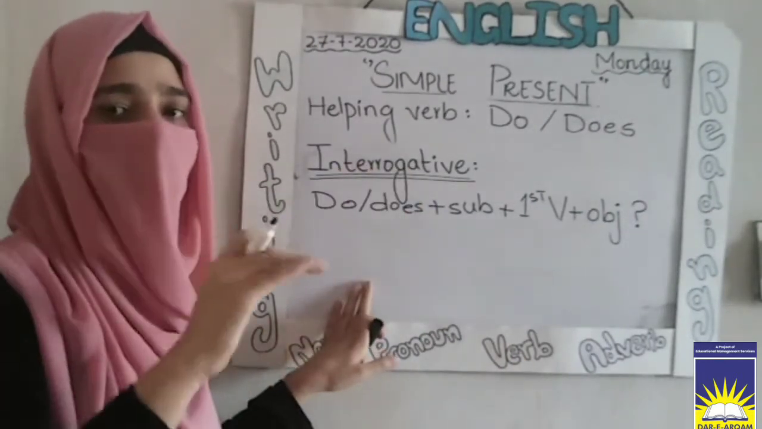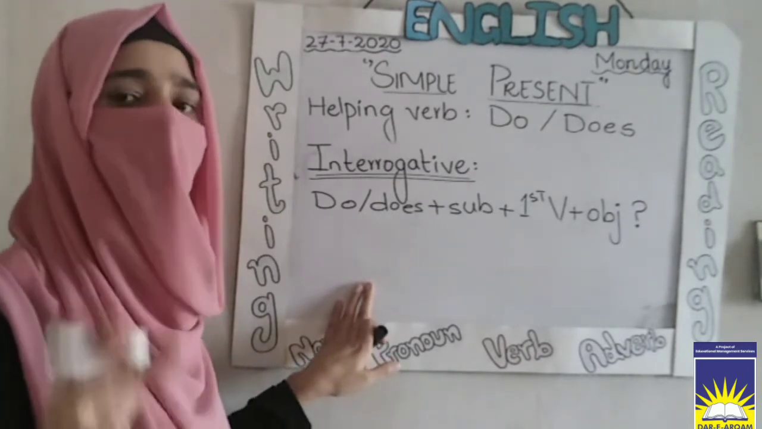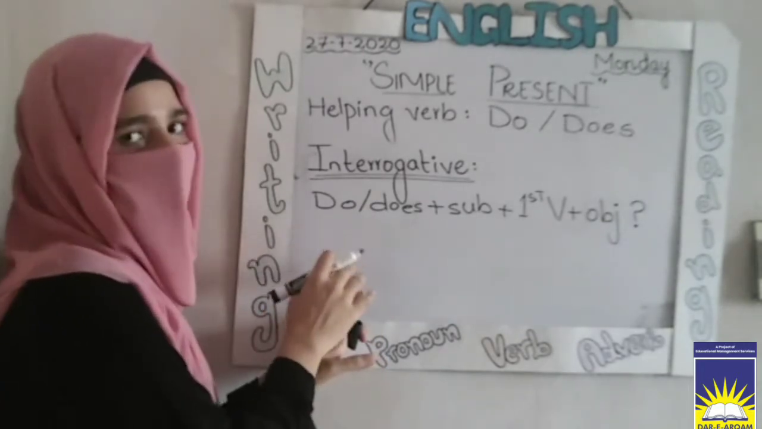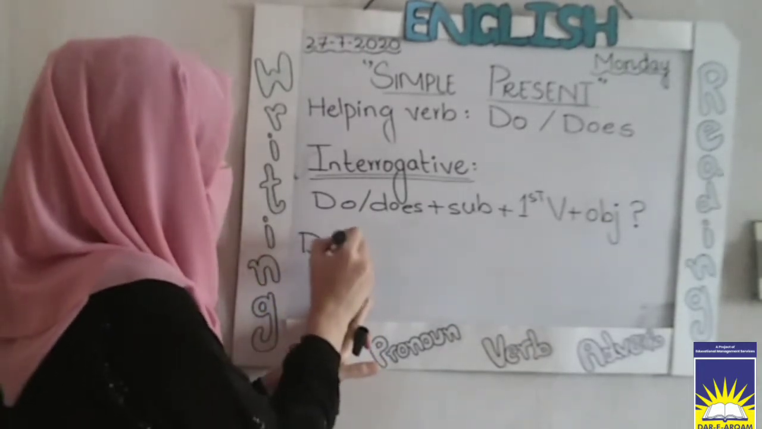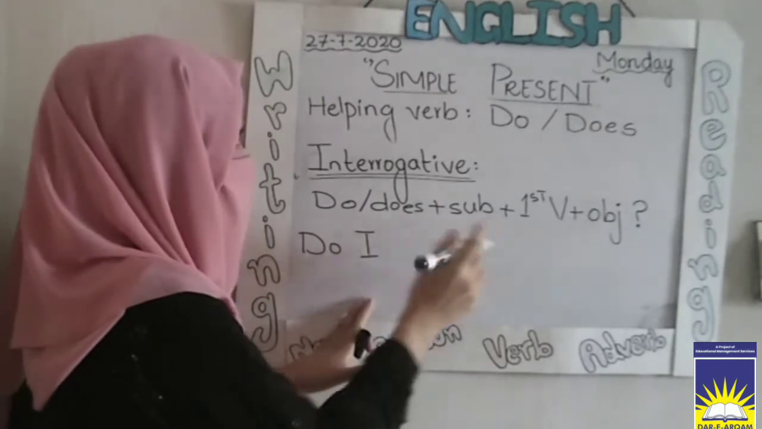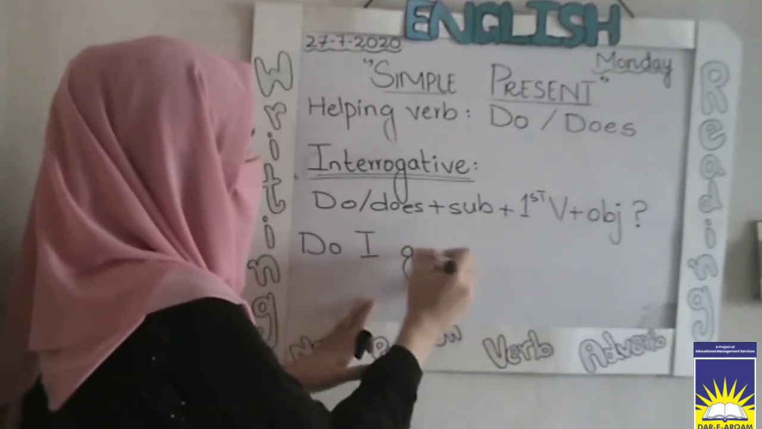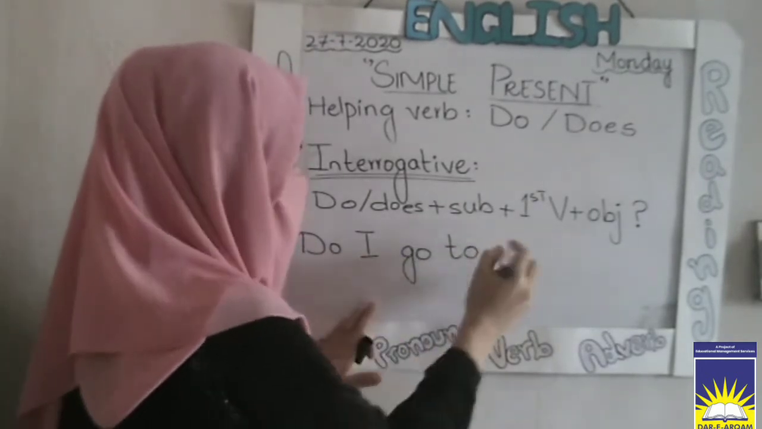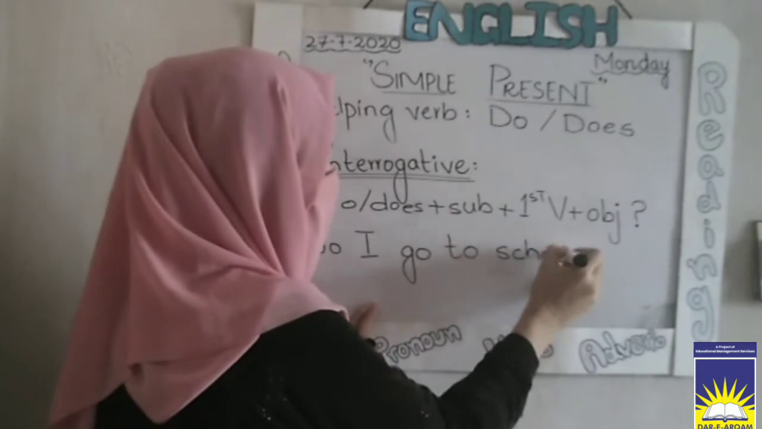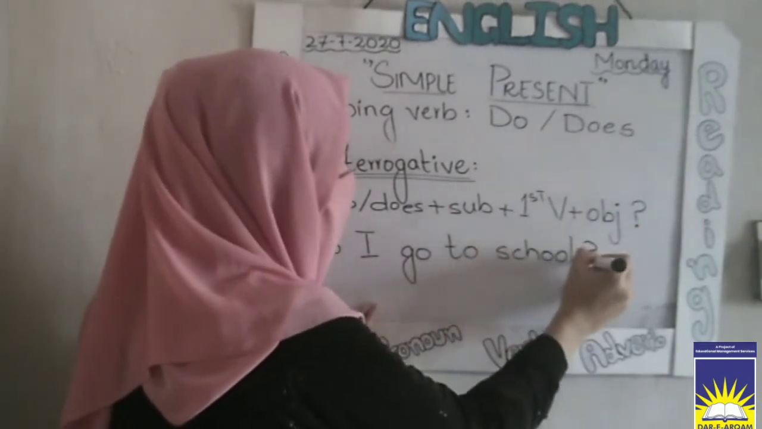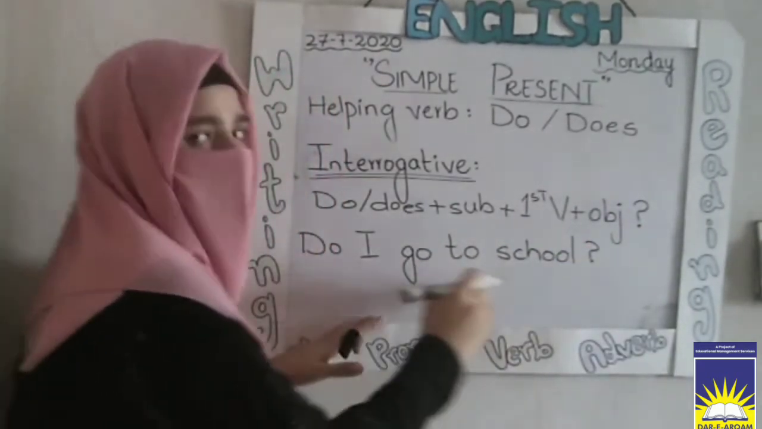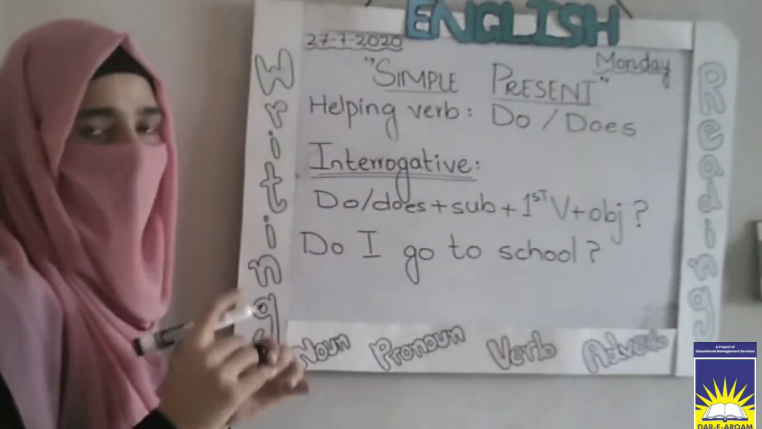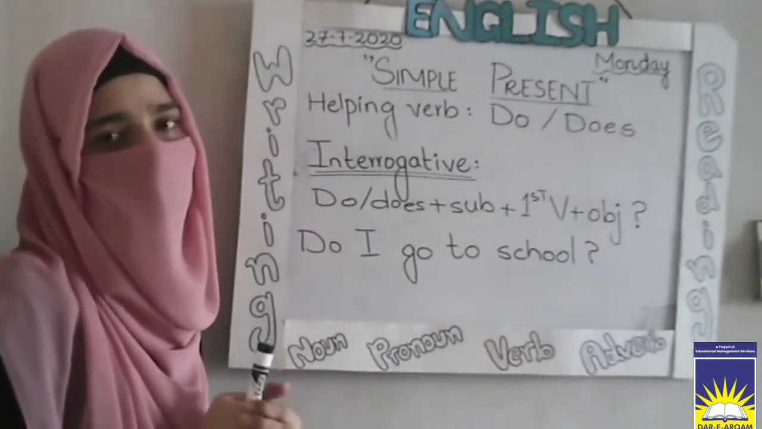The last one, I do not go to school. Now I am converting that sentence into interrogative. So first I will write the helping verb, that is do. Do, then the subject, I, then form of verb, go. The rest of the sentence, which is the object: Do I go to school? And in the last, there is a question mark. So this is the example of an interrogative sentence in simple present tense. So I hope that you know how to use simple present tense.